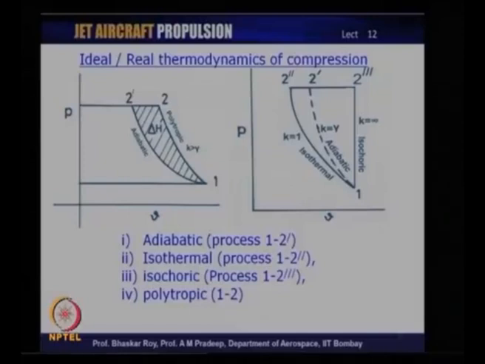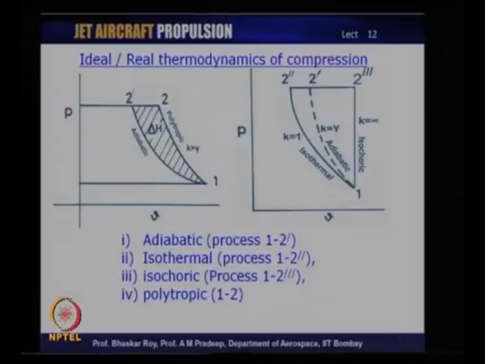Now, these are the two processes with which we could start off, and the difference between the two is delta H. That is the extra work that is needed to accomplish the pressurization from pressure 1 to pressure 2, from line 1 to line 2, and this process of pressurization requires that much extra work if the work done is not ideal, that is adiabatic, but polytropic.